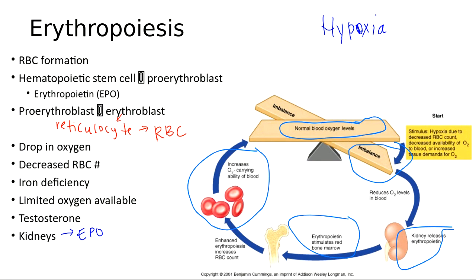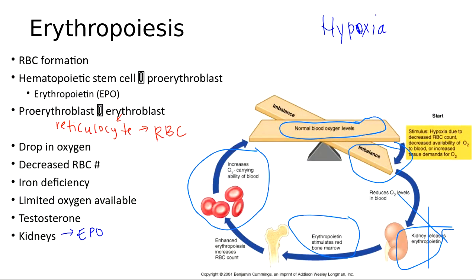What I did not say is that, of course, when blood oxygen levels get back to normal, do we need more EPO to be released? No, we're back to normal. We don't need too many red blood cells. That would be a bad situation because too many red blood cells would make blood more viscous and would lead to clotting and that sort of thing. So that would not be good. All right, red blood cell formation is seen here in this loop, just generally speaking.